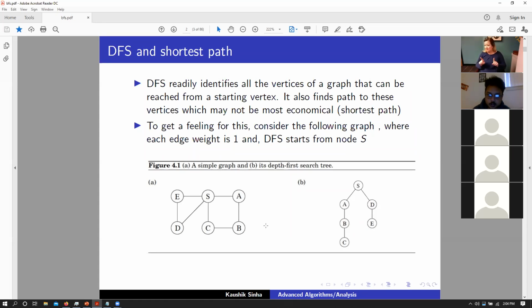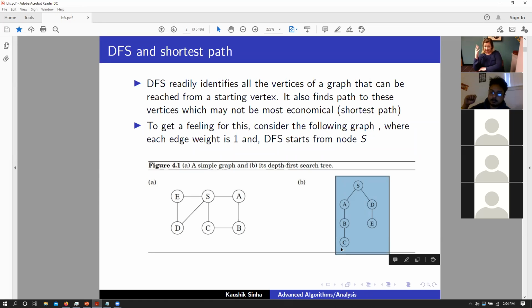So for example, say that S here is connected directly to C in this graph. However, if we look at this particular tree, we get from S to A to B, B to C. Now, if we were using this tree to traverse this graph, would this route, from S, then A, then B, then C, be the most economical way of reaching C? I want yes or no. Let's say that every edge here is considered to have a weight of 1. So in that scenario, essentially no, right?